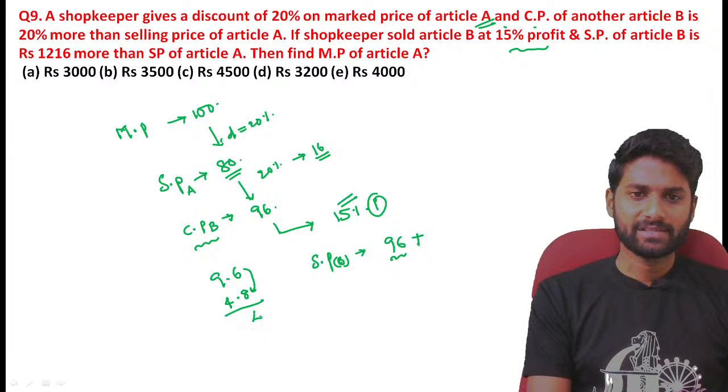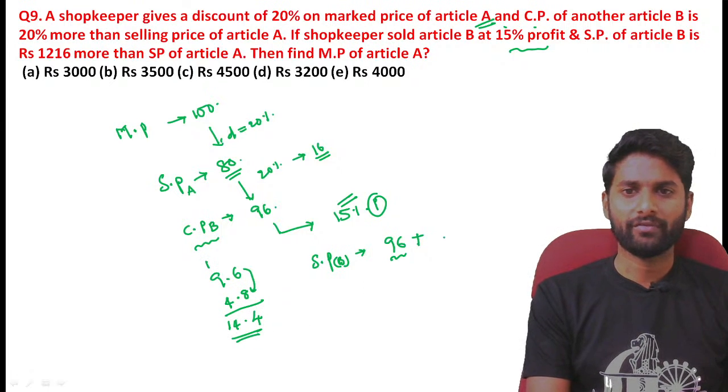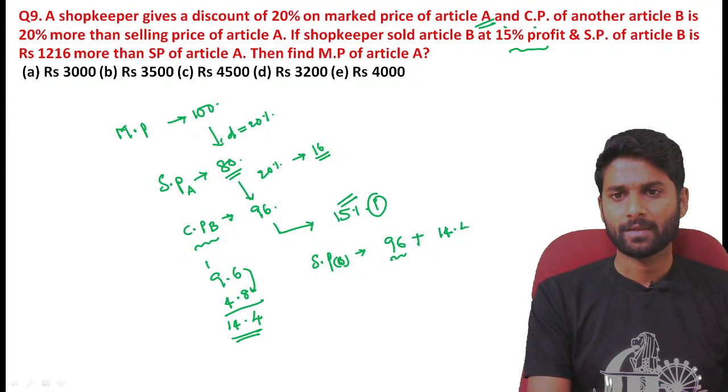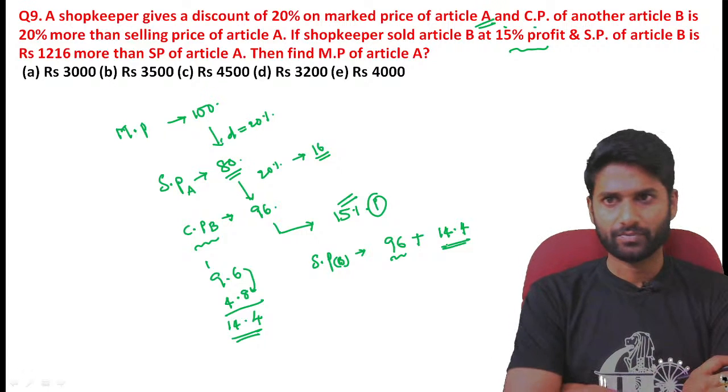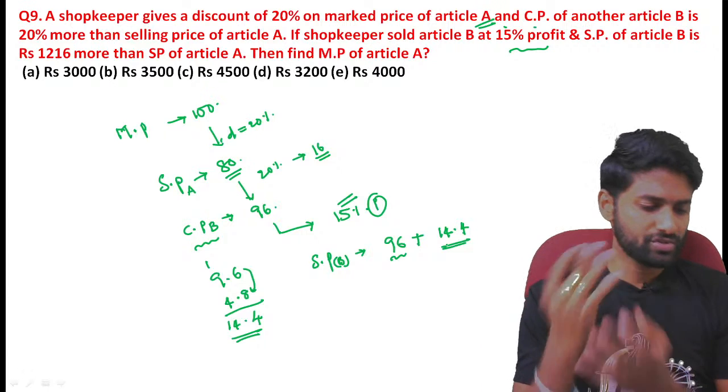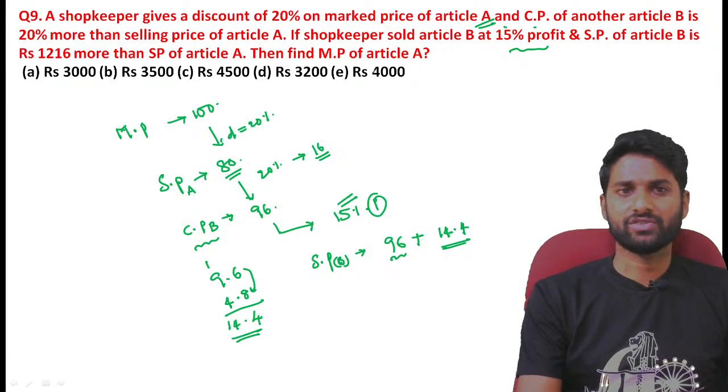Now see, 8 plus 6 is equal to 14. One carry forward. Now we just add 14.4 to 96. So 14.4 and 9.6. Now, that is the derived information. Now you just compare with the original information. What is the original information?